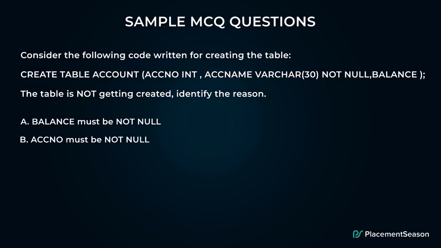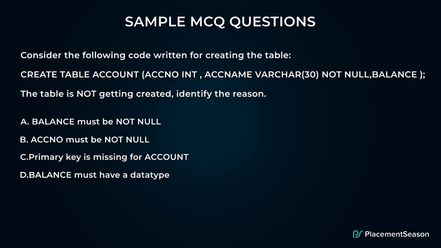So the first question: consider the following code written for creating the table. This is the syntax to create table. Create table and then table name. Here the table name is account. And the columns are account number, account name, and balance. For account number, the data type is integer. For account name, it is varchar, and they have also mentioned not null constraint. That means the account name should not be null. And then we have a third column, balance, in which the data type is not mentioned.